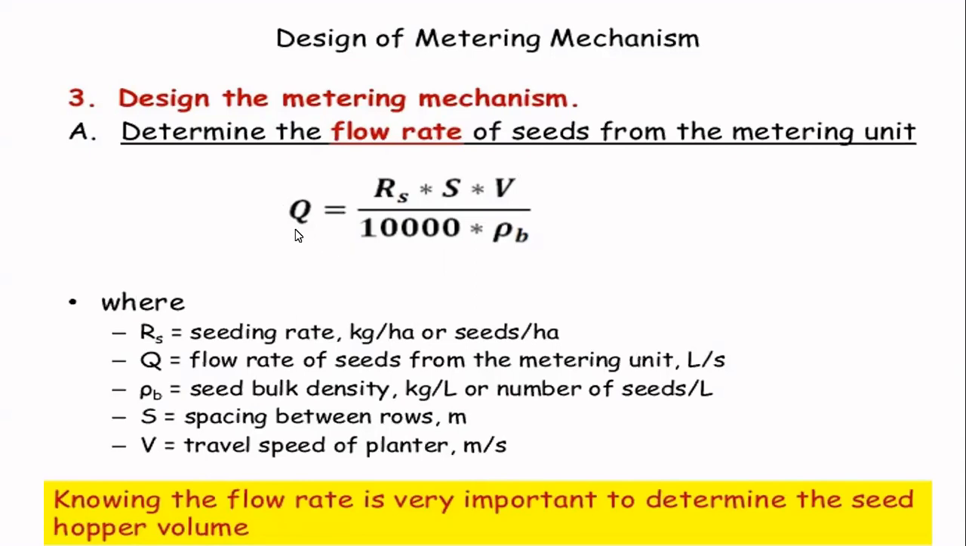What is Q? How much is the flow rate of the seed metering device? RS is the seed rate. Q is the flow rate of the seed plate or seed metering device, the flow rate of seeds from the seed metering units. Q is a very important parameter: the flow rate, or how many seeds for one length, L over S, calculated by this equation. So next one we will see.